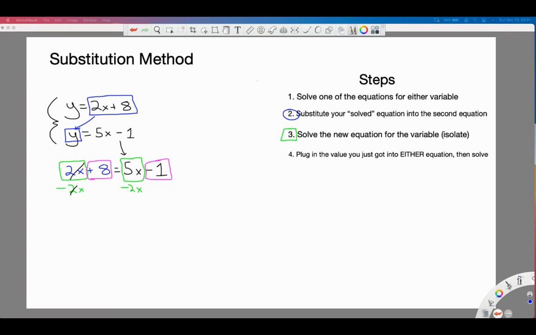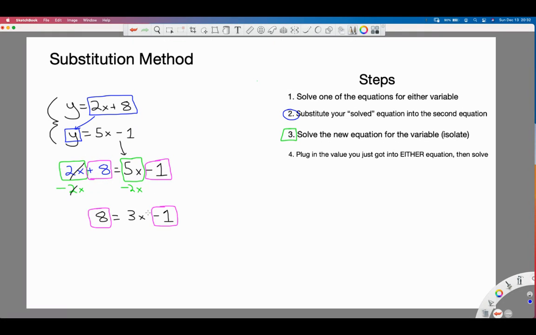If we do so, right, 2x and 2x cancel out, leaving you with just an 8 equals 5x minus 2x gets us to 3x, and then negative 1 or minus 1 just comes down as part of the equation. Okay, so combining our x variables, we have a 3x now on the right instead of a 5x.